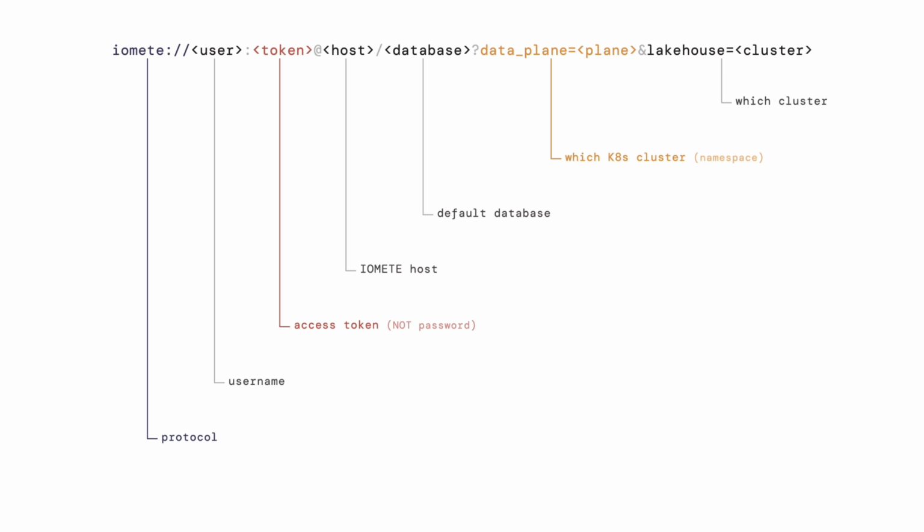Then 2 query parameters at the end. Data plane identifies which data plane to use. Right now it maps to Kubernetes namespace where the resource is running. And Lakehouse tells it which specific compute cluster to connect to. That is the whole string. Once you understand each piece, filling it in is straightforward.